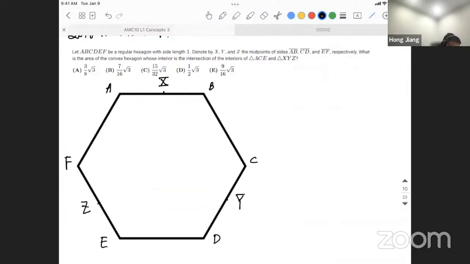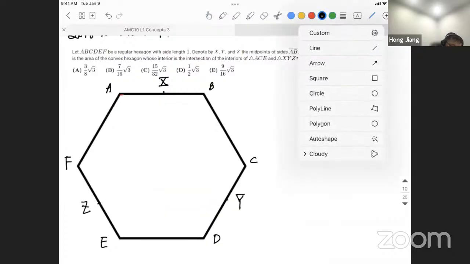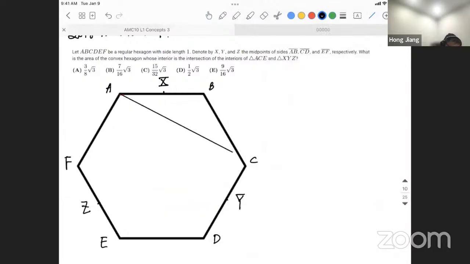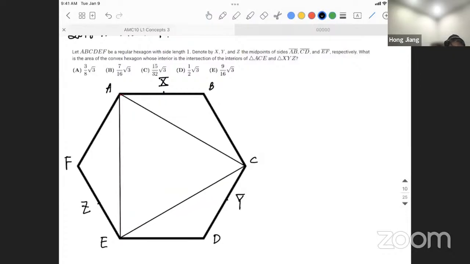So the first one is ACE. Let me try to find out the shape. ACE, AC is such a triangle. And XYZ. Okay, ACE, XYZ. What is the intersection of this? This means you're trying to find the area of this shape, with intersections here, here, here. Well, how can I determine the area of this?